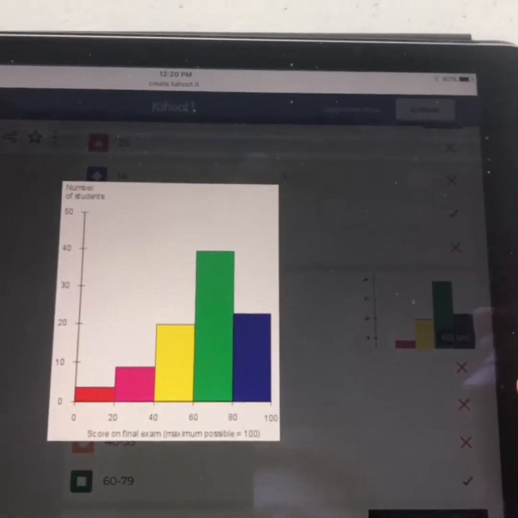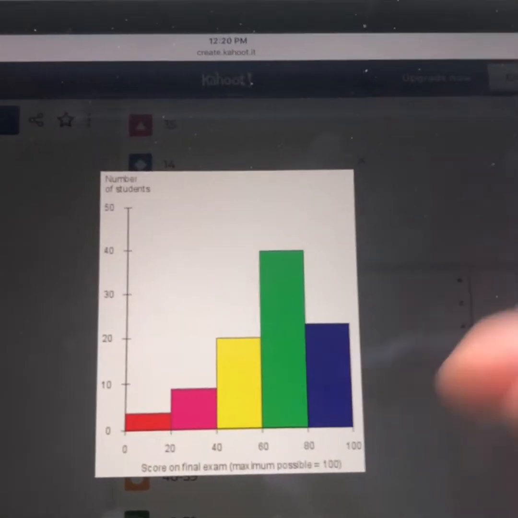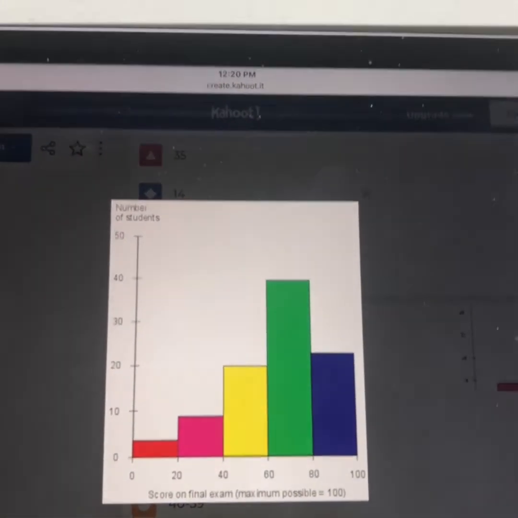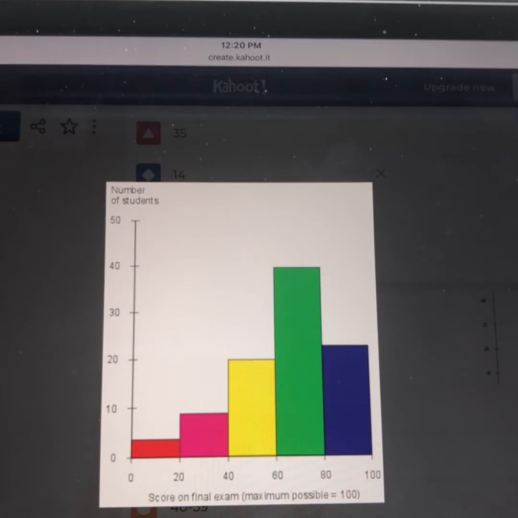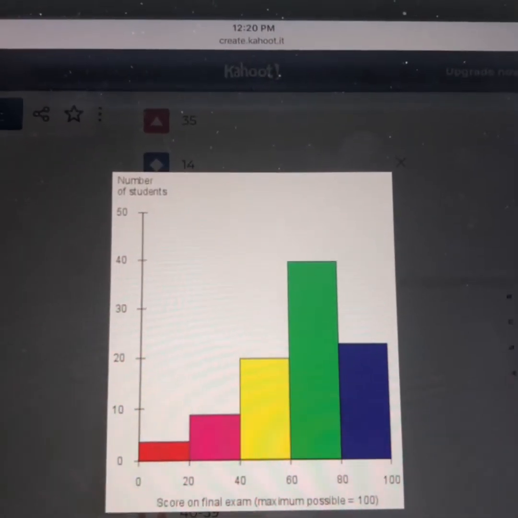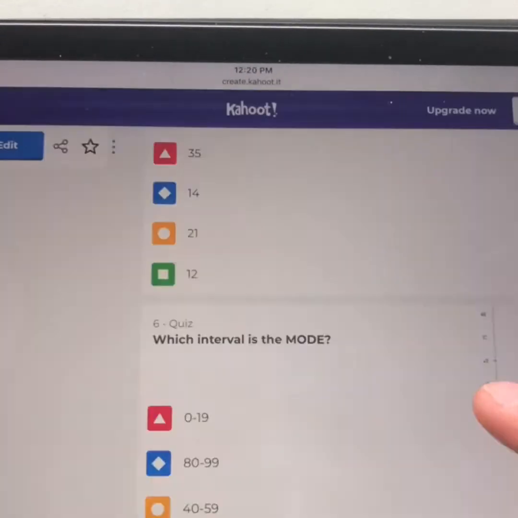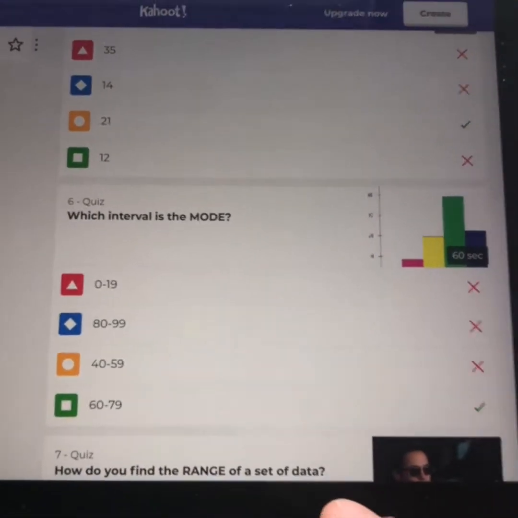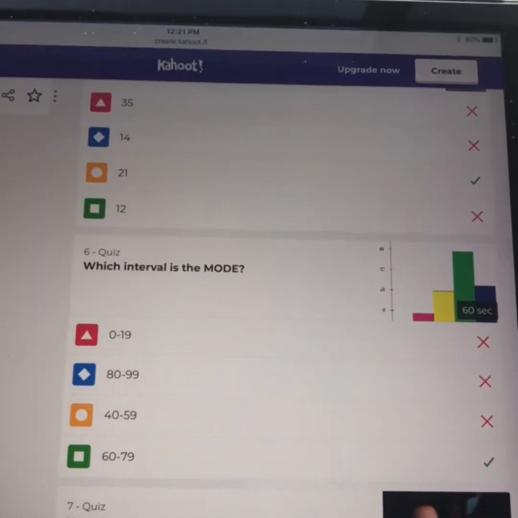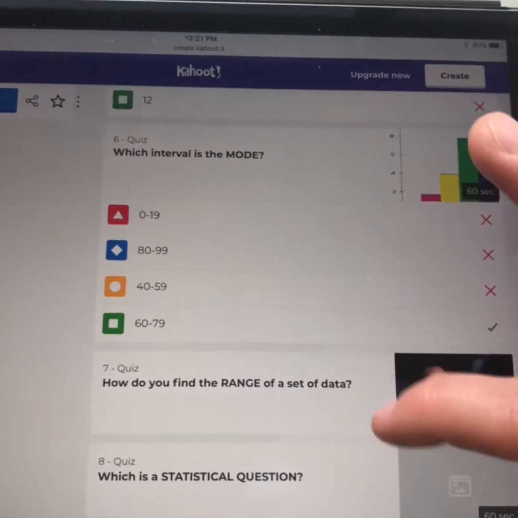This one, pretty simple to find the mode. You basically look at this bar graph, and you can see the most frequently occurring is that green portion, all right? So you got to see, well, that's about from 60 to 80. So if we're being technical, that was from 60 to 79. That interval was the mode, all right?